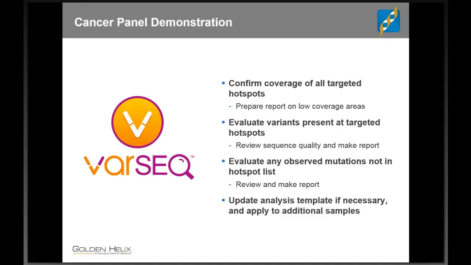Then as a third major step, we'll evaluate any observed mutations that aren't necessarily in that list of hotspot regions, but may still be present within the sequenced area. And again, we'll review those and make a report on them. And when we're done, if necessary, we can update our analysis template. That's what will allow us to apply the same workflow to another set of samples in the future. And I'll show you how to apply that template onto another set of samples.